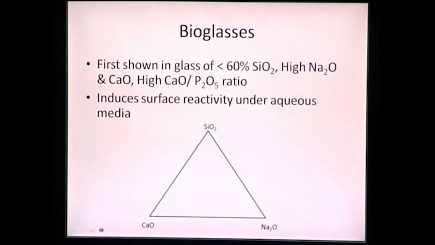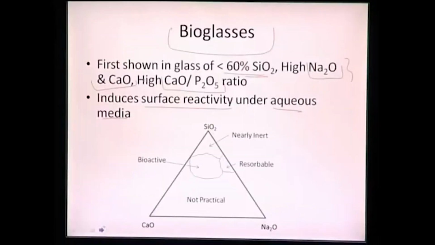And this particular type of activity was first shown in bioglasses, and bioglass is a combination of silica, which is less than 60%, typically 55% is utilized, high sodium oxide and calcium oxide. At the same time, we have to maintain a high calcium oxide to P2O5 ratio, and this particular material induces some surface reactivity once it is put in aqueous media. So that is our feature. We take this material, put it into the body, and once it is exposed to some liquid or aqueous media, it starts hydrating, and that's how it will result in some bonding with the bone.